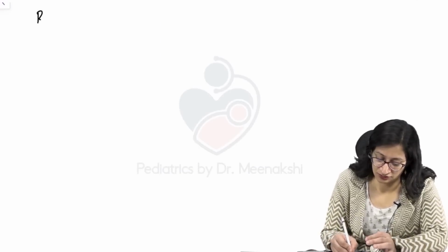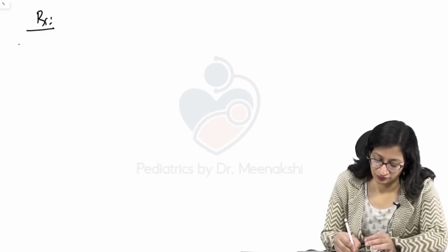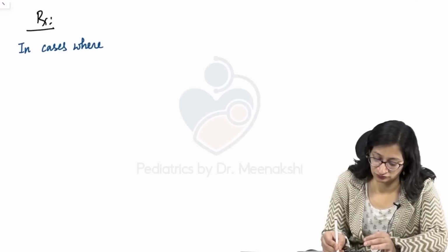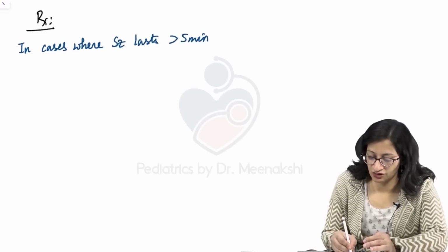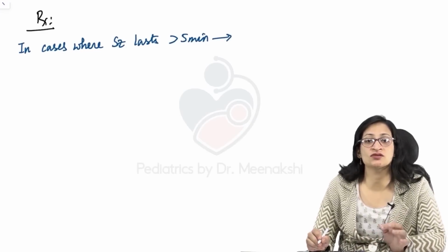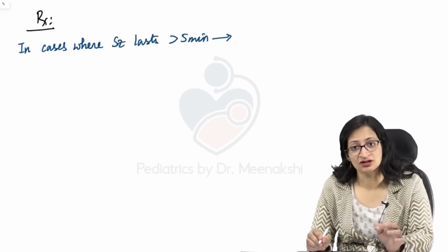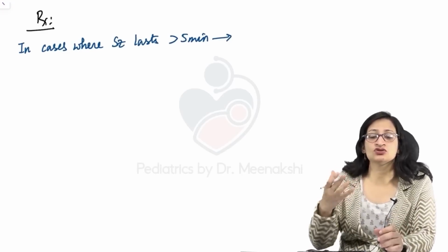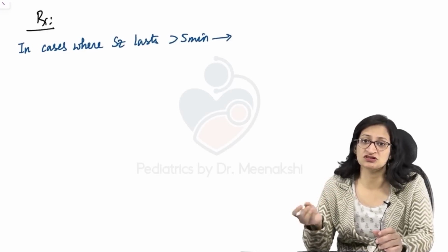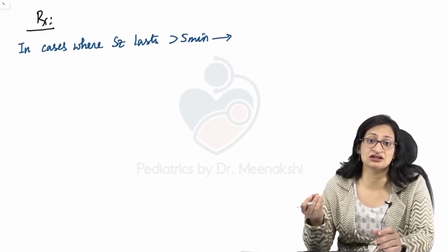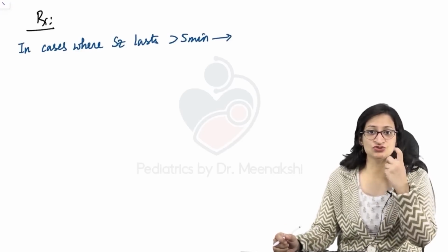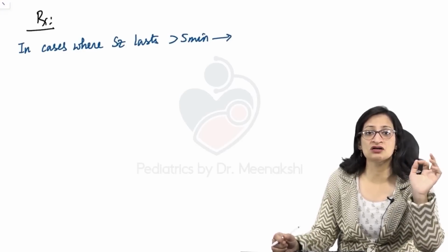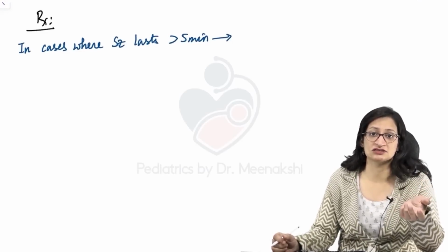So, management. In cases where seizure lasts more than 5 minutes, then you have to abort the seizure. At home, you can abort the seizure using rectal diazepam. Or nowadays, buccal midazolam, nasal sprays are available. Previously, you used to have to give the diazepam rectally. That was very inconvenient for the parents as well as the child. Now there are midazolam nasal sprays available, which you can easily use. So you can use buccal or nasal midazolam to abort the seizure.